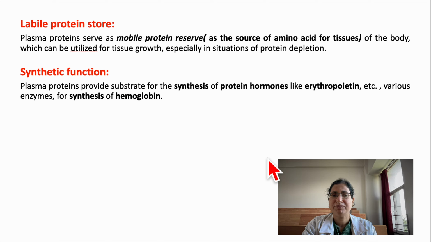Synthetic function: plasma protein provides substrate for the synthesis of protein hormones like erythropoietin. This is very important. This erythropoietin is essential for the maturation of RBCs. So, production of blood, or erythropoiesis, requires the presence of erythropoietin. This is a protein hormone, and plasma proteins are important for the formation of erythropoietin. They will provide substrate for the synthesis of protein molecules like erythropoietin, and various enzymes for synthesis of hemoglobin. Hemoglobin is very important. So, plasma protein will help for the formation of hemoglobin also.